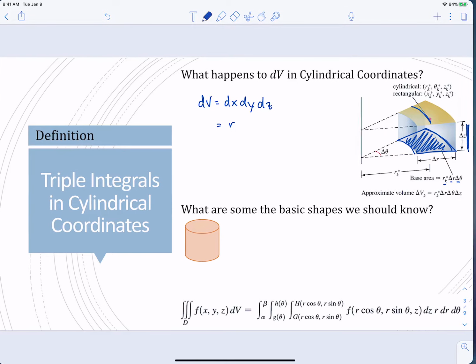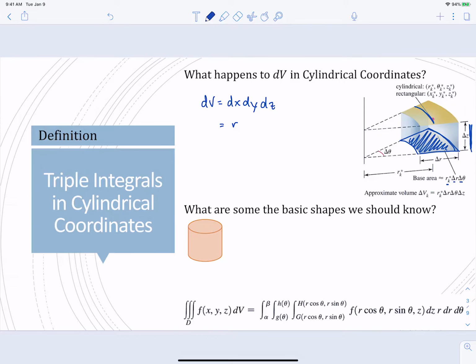Here, when we've got our cylindrical coordinates, we're going to have r dr, d theta, and dz. So again, that r comes in right there at the area of our base, just like it did in polar coordinates. That's really the thing to think about with cylindrical coordinates: they are literally polar coordinates with a height. So that conversion with our integral is exactly the same. We've just now added a height to it.